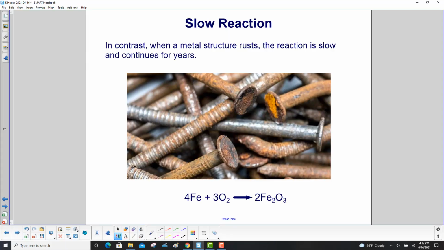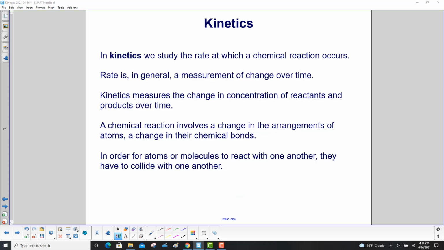In contrast, when a metal structure rusts, like these nails, the reaction is slow and continues for years. So we have iron reacting with oxygen to form iron oxide, or rust.